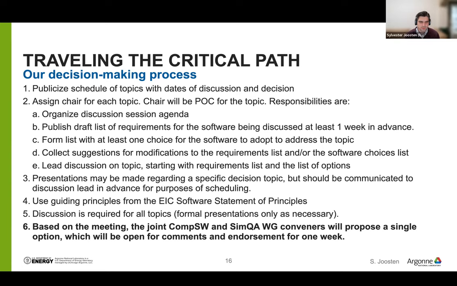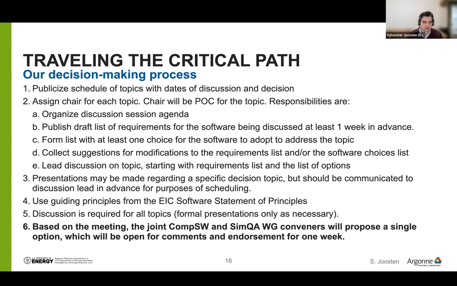So how did we pick our decision-making process? We did it as follows. We publicized the schedule of topics with dates of discussion and decision. For each of these different topics, we assigned a chair, and the chair is a person of contact for the topic. The chair responsibilities were to organize the session agenda, publish a draft list of requirements of the software being discussed at least 1 week in advance, which was then discussed in the collaboration, form a list with at least one choice for the software to adopt to address this topic, collect suggestions for modifications to the requirements as well as the software choices, and then finally lead the discussion on the topic, starting with the requirements and the list of options.